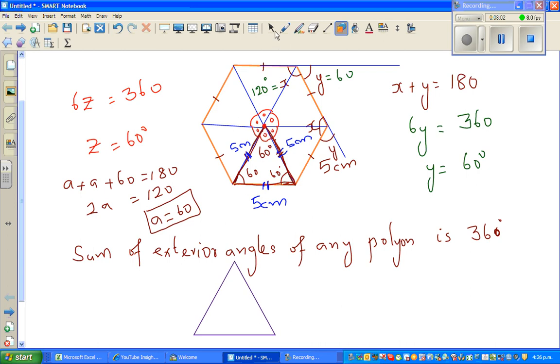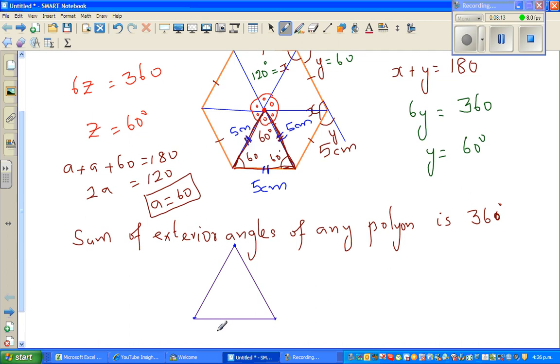Imagine this triangle I have taken out. We are talking about this triangle where all the sides are 5 cm. So this is 5 centimeters, this is 5 centimeters, and this is also 5 centimeters, and all the angles are equal. Equiangular triangles are equilateral triangles. If all the sides are equal, all the angles have to be equal. I want to find the area of this triangle.